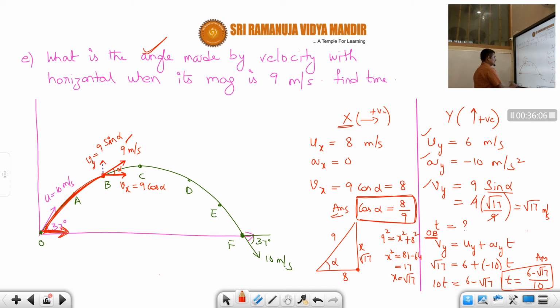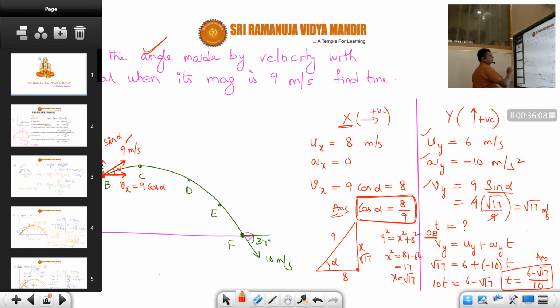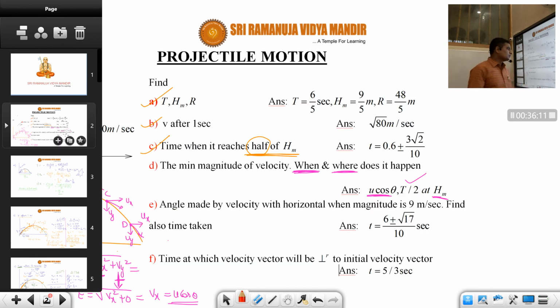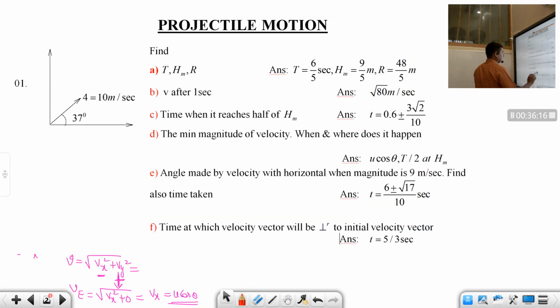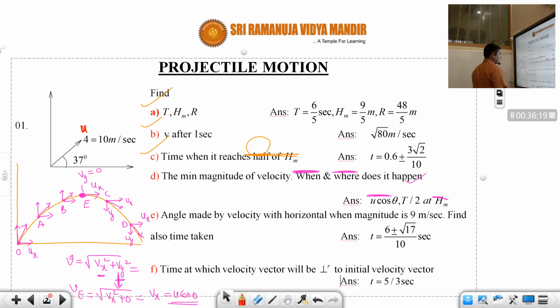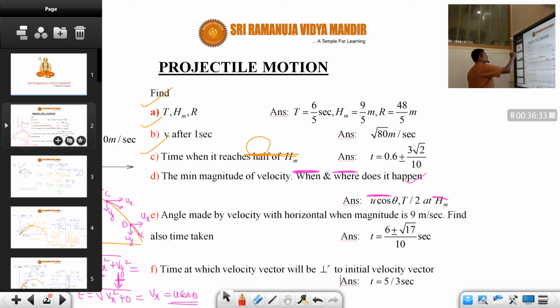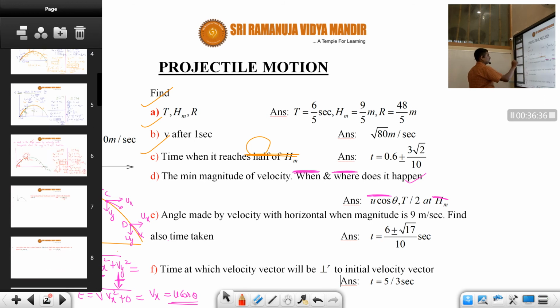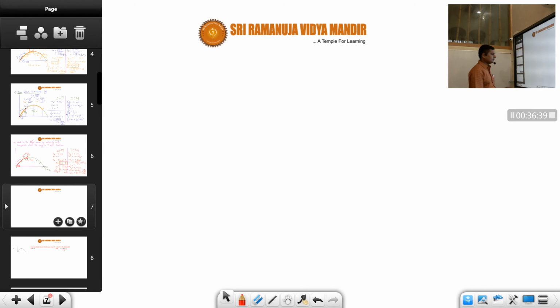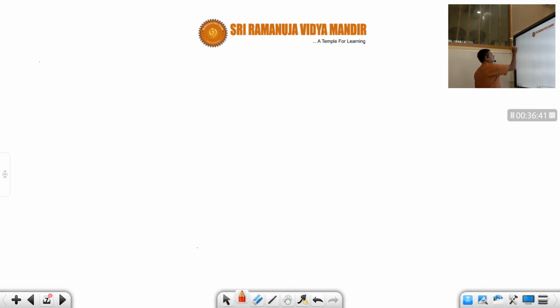Okay students, so like that we can easily calculate these parts. So 6 minus root 17 by 10. Okay. Next, last part: time at which velocity vector will be perpendicular to initial velocity vector. This is very important, students. There is an application of vectors here. This is F part.